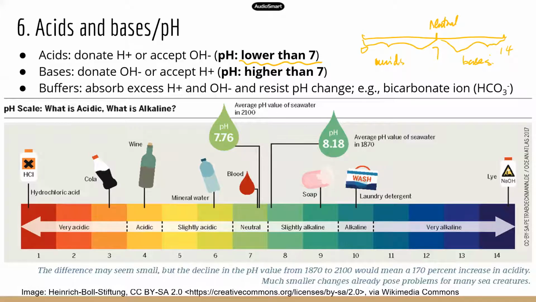Acids are chemicals that can donate hydrogen ion or accept hydroxide ion. It's the same thing, right? If acids can donate hydrogen ion, then hydrogen ion can react with hydroxide ion and takes away the hydroxide ion. So that's what acids do. And the bases, they donate hydroxide ion or they can accept hydrogen ion.